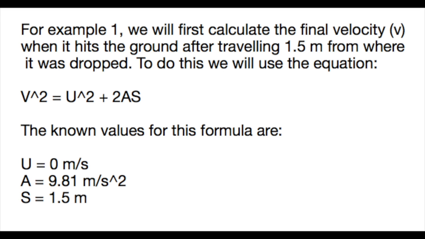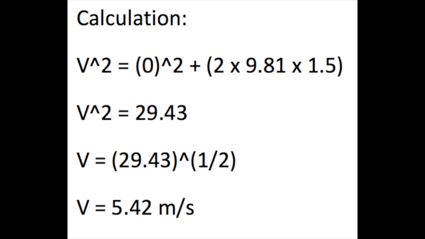To calculate the final velocity for when the ball hits the ground, we will use the SUVAT formula v squared equals u squared plus 2as. This is because we know the values of initial velocity u, acceleration a, and displacement s.